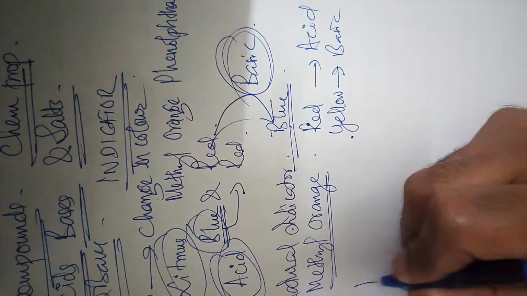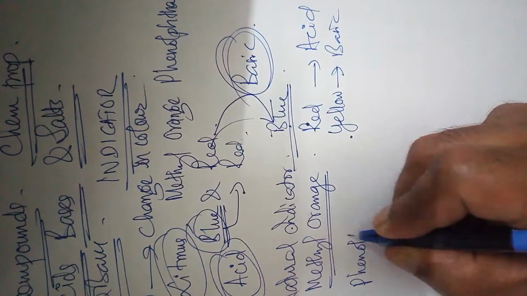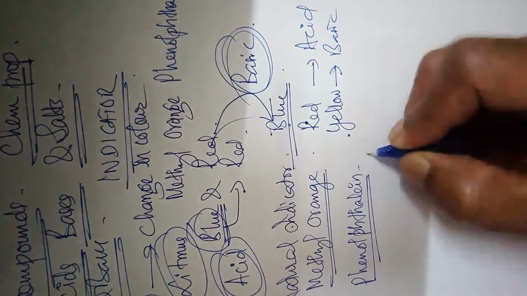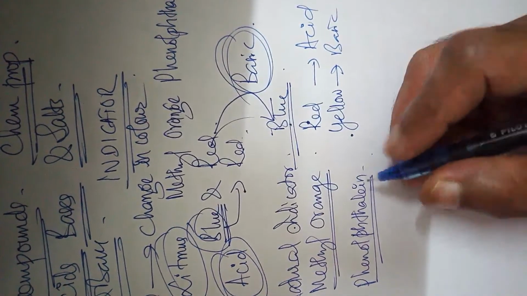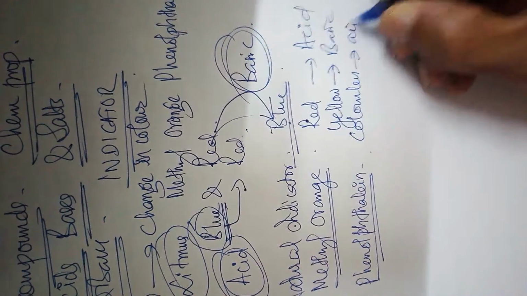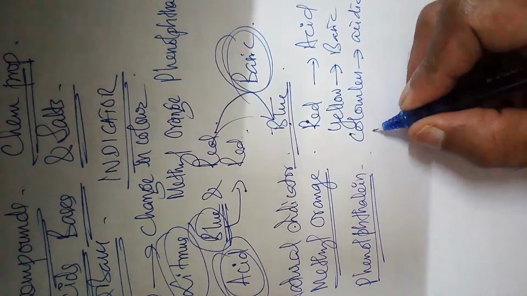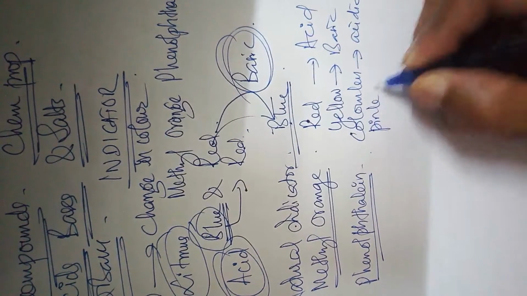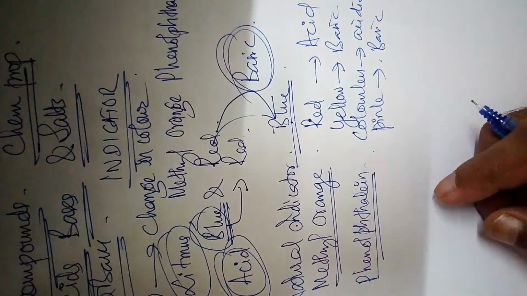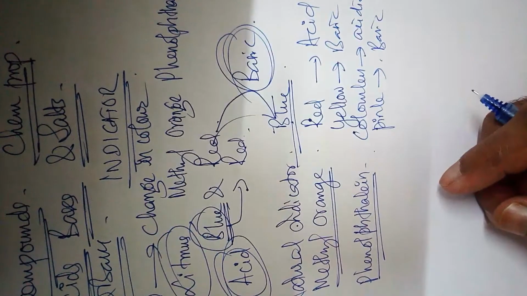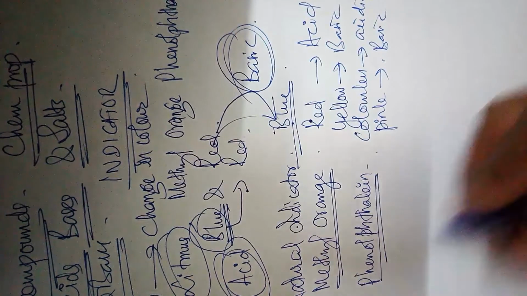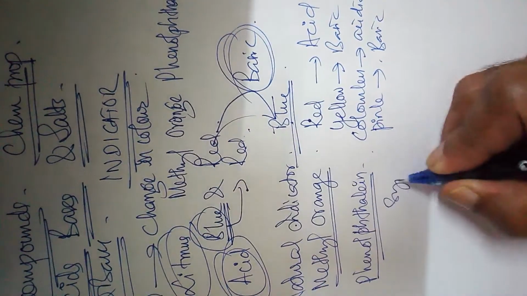Next one is the phenolphthalein indicator. Phenolphthalein indicator is colorless in acidic medium and it has a pink tinge in basic medium. These are known as synthetic indicators.